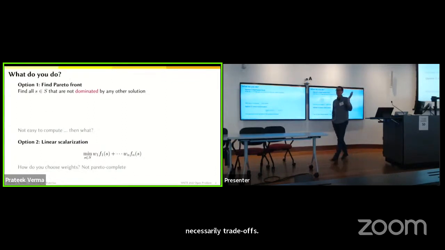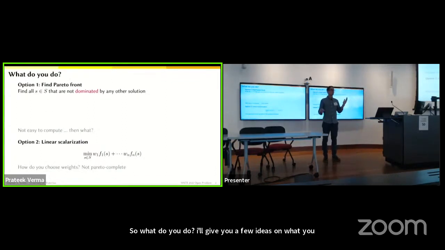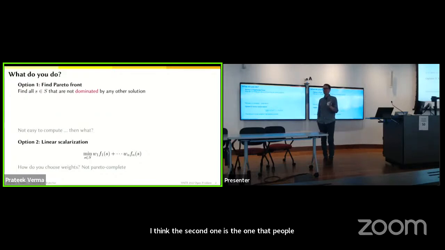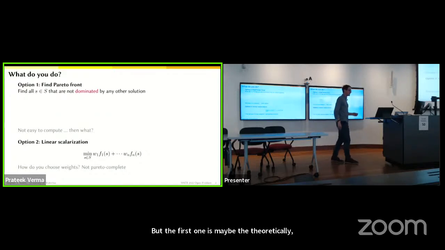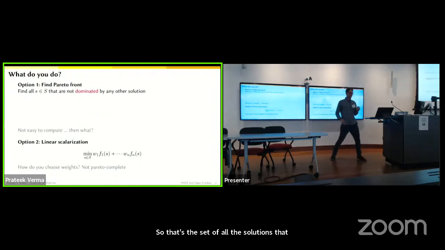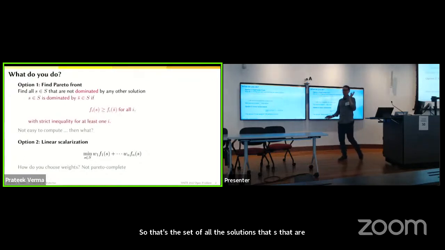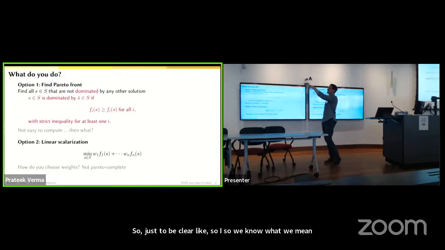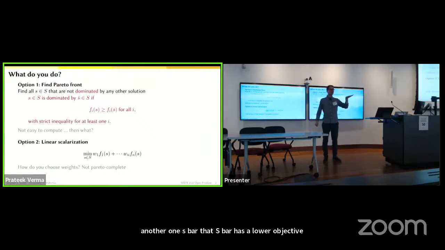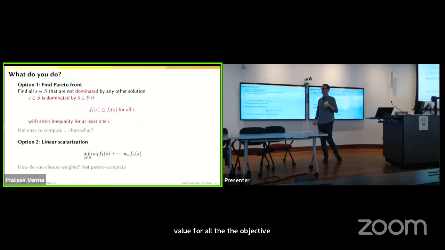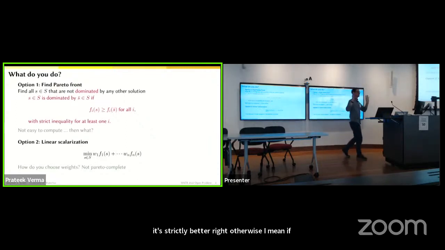I'll give you a few ideas on what you do. I think the second one is the one that people most commonly use in this case. But the first one is maybe the theoretically potentially most appealing, which is you find the Pareto front. So that's the set of all the solutions that are not dominated by another solution. Just to be clear, so we know what we mean with dominated, it's that a solution S is dominated by another one, S bar, if that S bar has a lower objective value for all the objective functions, and there's at least one where it's strictly better. Otherwise, if they're just the same for all, then we don't say either dominates.